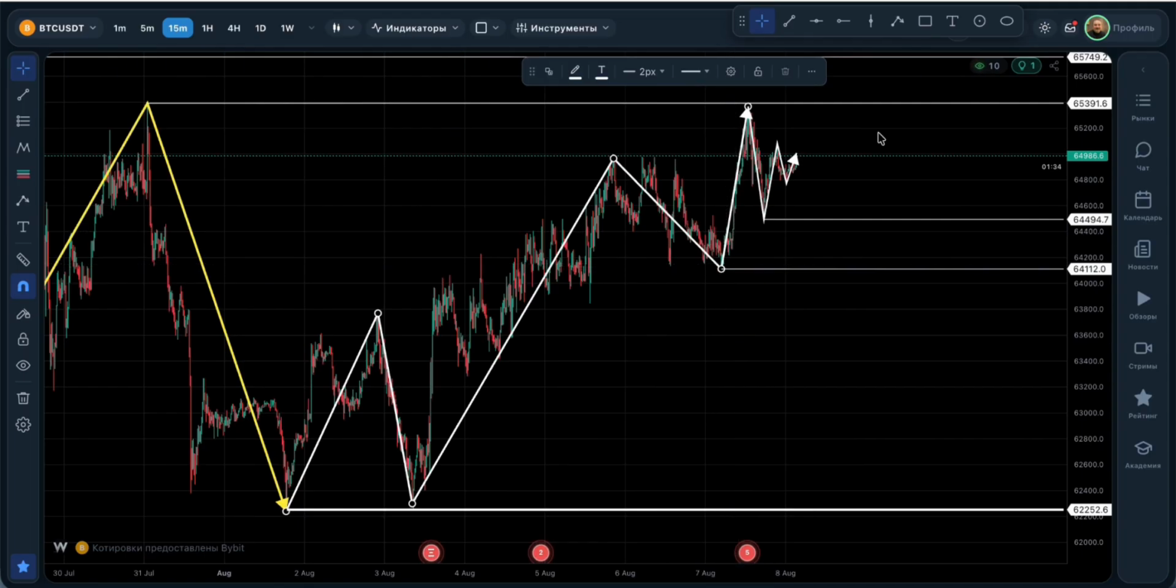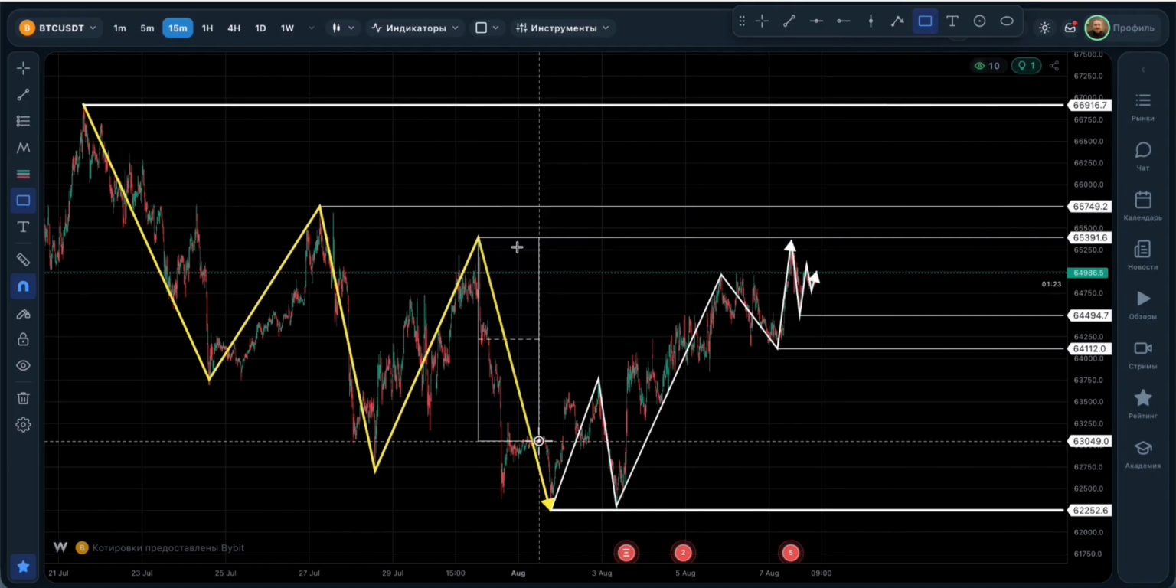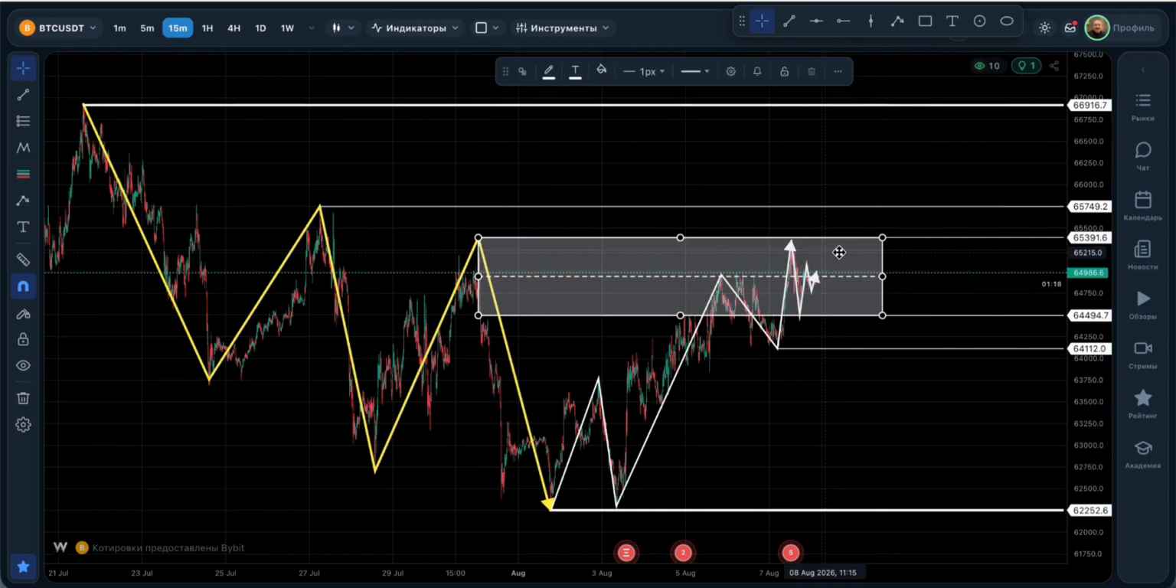Wait, don't look there. Here we have a section where we will work on a breakout of the price range. Which one? Well, from this high to this low. We have a price range where there is no trend, where accumulation is happening: 64,494 to 65,391. Which way will they break out?